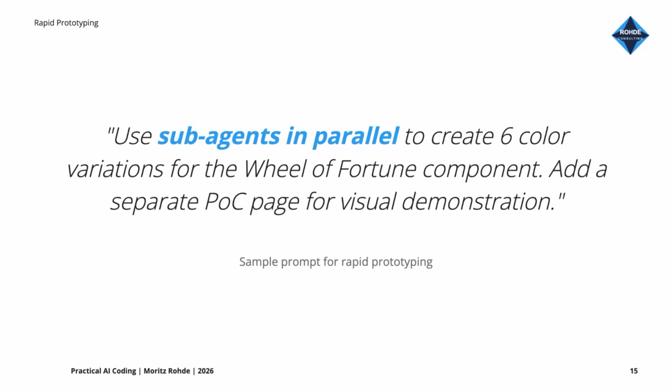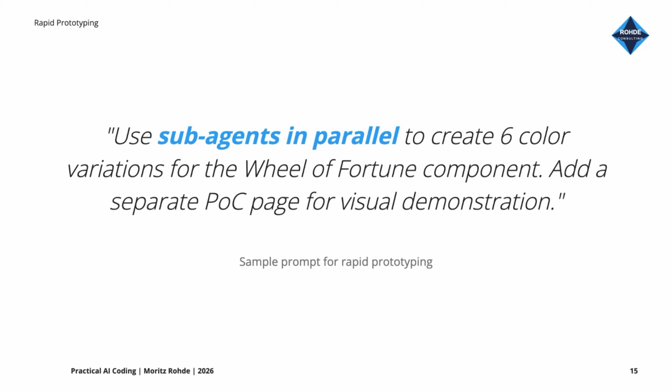So what I did then is trying to figure out how to use different colors, but at the same time being able to verify this all at once. So what did I do? I used the prompt, use sub-agents in parallel to create 6 color variations for the Wheel of Fortune component and a separate proof of concept page for visual demonstration. So what happens in the background? You will burn tokens like hell because it will put the full context inside for every agent and then do a separate approach on doing exactly this, creating a variation of this Wheel of Fortune.